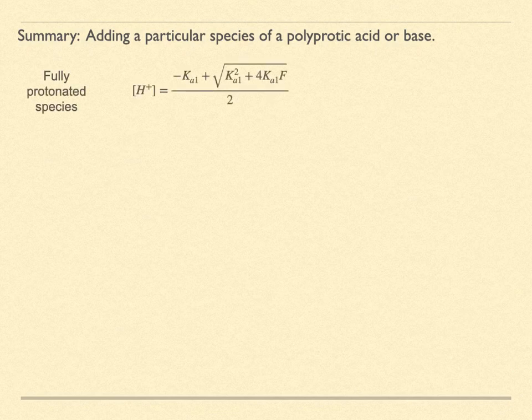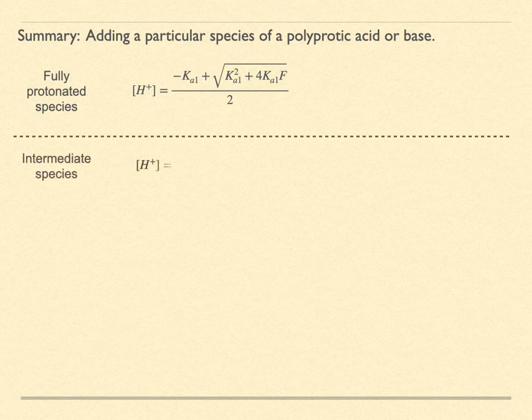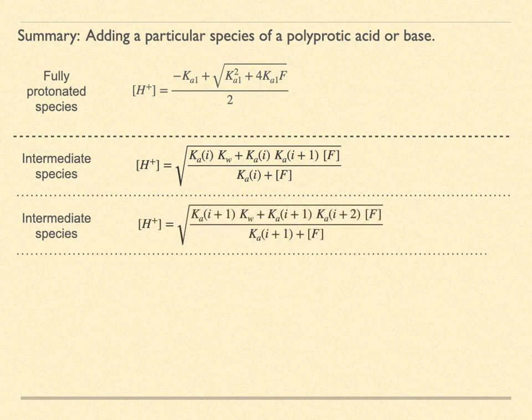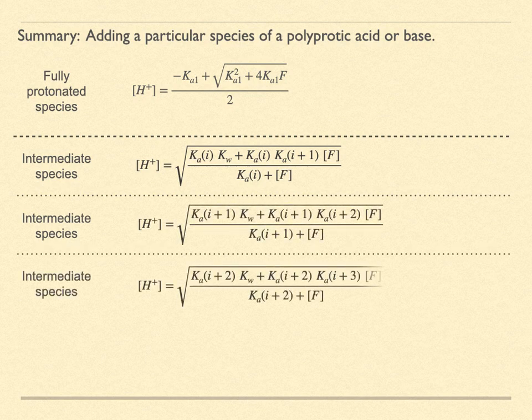Here's a summary of how to deal with solutions formed by the addition of any form of a polyprotic acid. The fully protonated form, here's the quadratic expression along with Ka1. Each intermediate species, use this expression using Ka of i or Ka of i plus 1. Substitute the formal concentration for the species concentration. Check your result by comparing it with the average of pKa of i and pKa of i plus 1. Be sure to take the average of the pKa's and not the Ka's. You need to take the square root of the product of the Ka's if you want to do it that way. And you do this for each intermediate form.